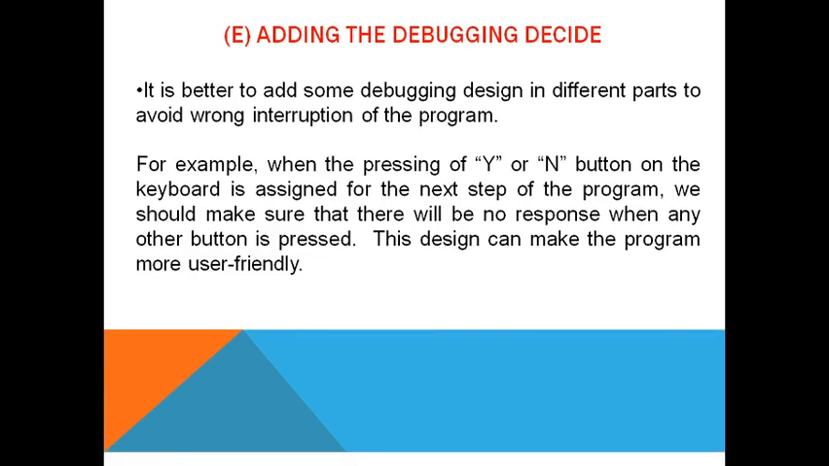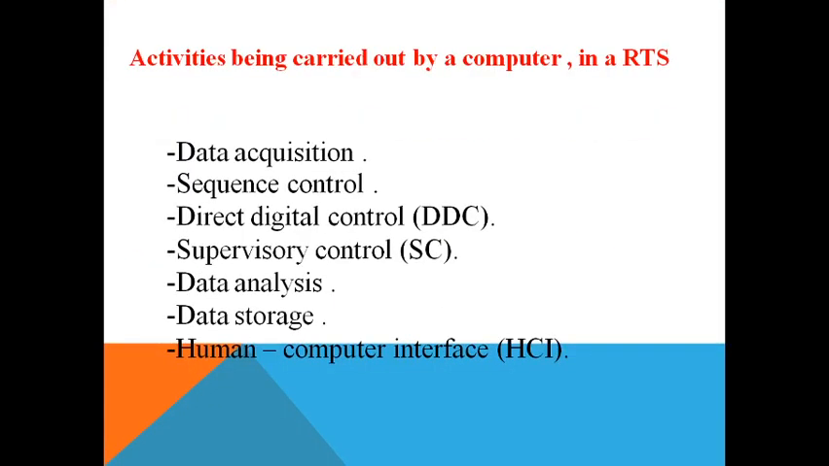Then we will study the activities which are carried out by a computer in a real time system. They are data acquisition, sequence control, direct digital control, supervisory control, data analysis, data storage and human computer interface. We will see some of these.